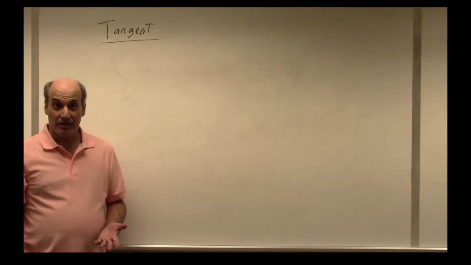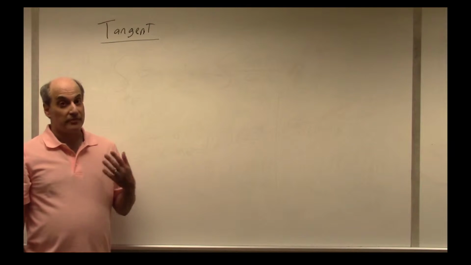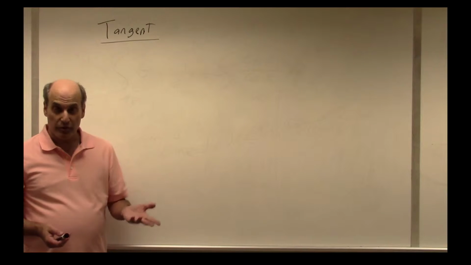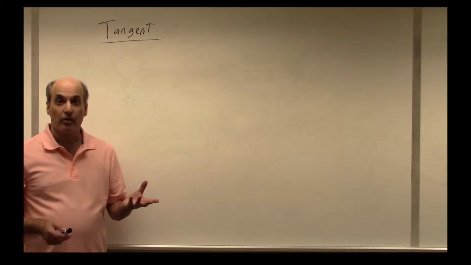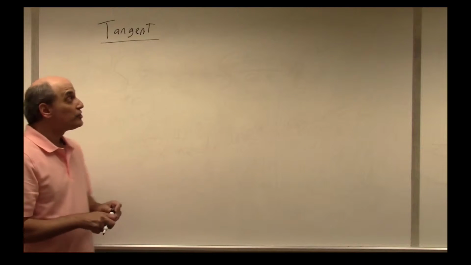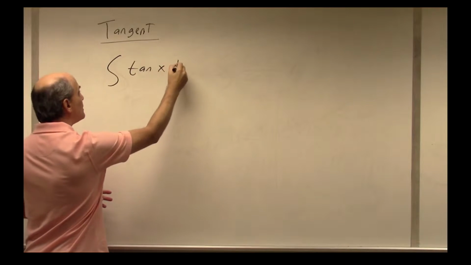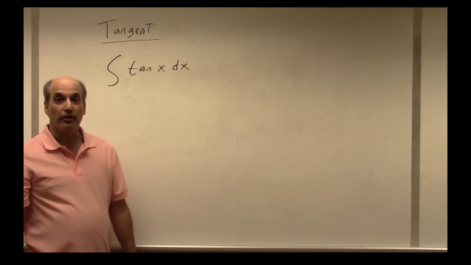All right, so we've done sine, we've done cosine, next comes tangent. So let's do the same thing. Let's look at tangent to the first power, tangent to the second power, and then we'll go from there. So first, the integral of tangent of x, that is tangent to the first power.